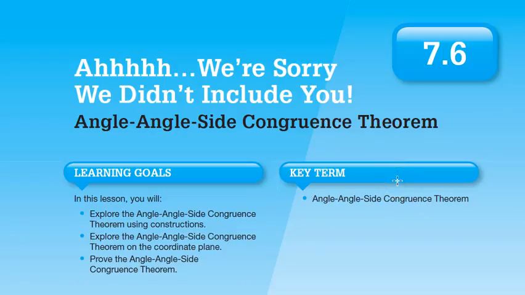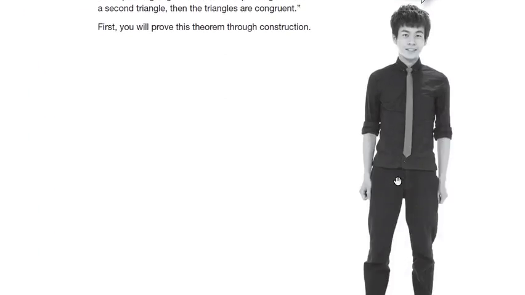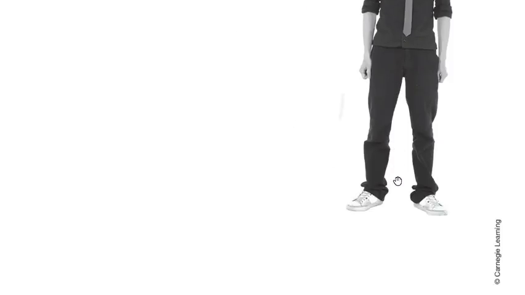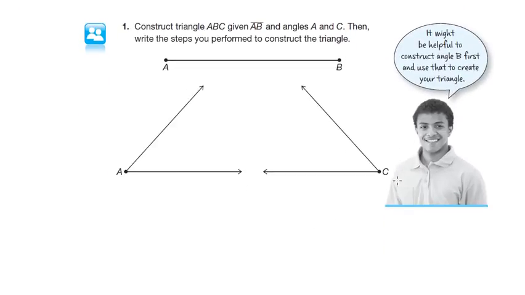All right, so now we're talking about angle, angle, side. With angle, angle, side, you have two angles and one side, but it is not the included side. Now, this one's a bit trickier to do by construction. So let me give you some tips here.